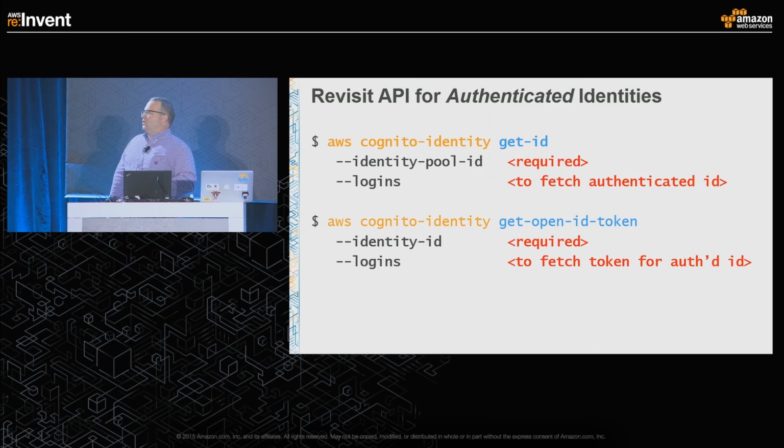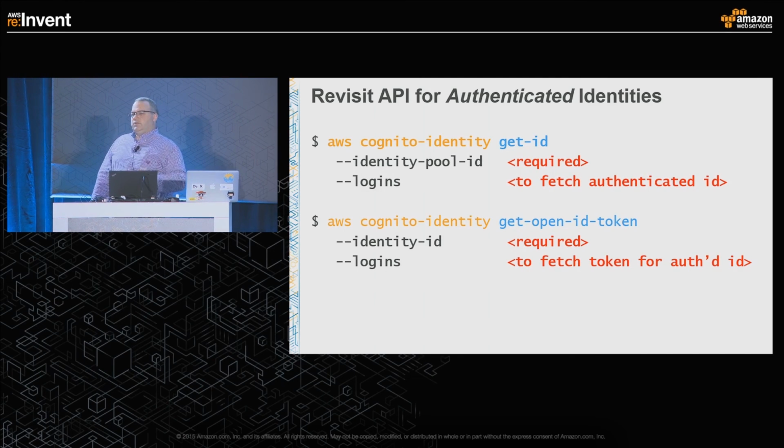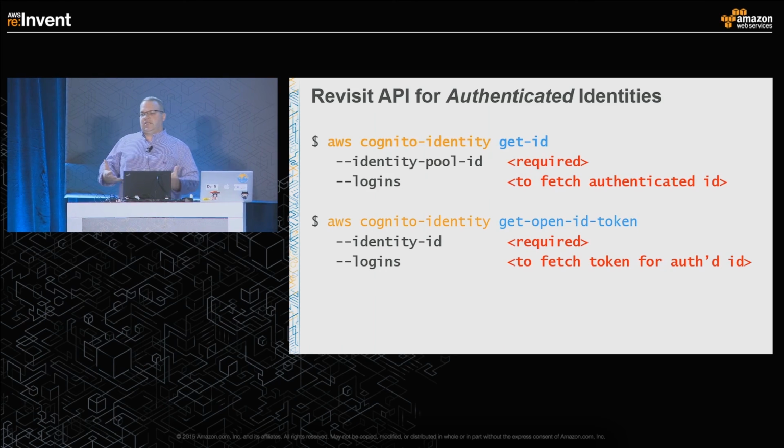The second one we called, getOpenID token, is really interesting because that is the call that actually does federation. That's the call that takes a look at the inputs and its own database and figures out which identities are actually logically the same person.